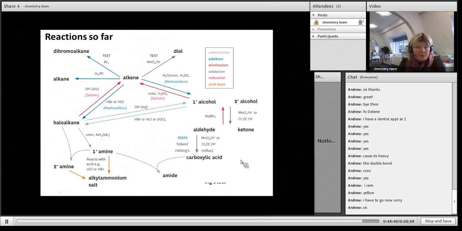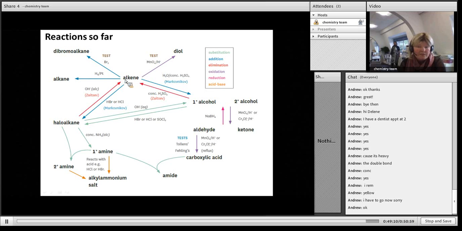Here are all the reactions. As I say, practice writing out the reagents, and also think of, if I've got an alkane, how do I get an alkane? It's from an alkene using the hydrogenation. So try and link as much as possible, so that you don't just think one way. Don't just think of alkene to alcohol, think of alcohol to alkene.